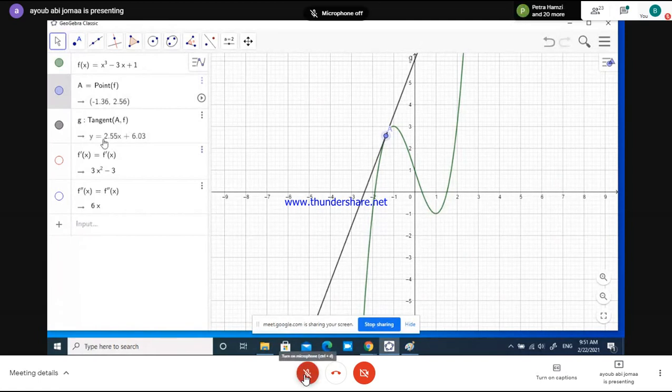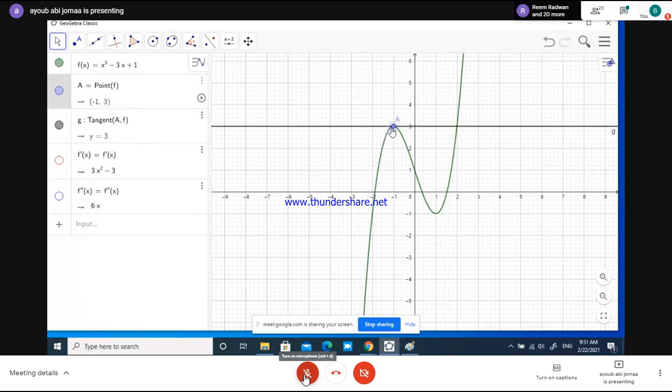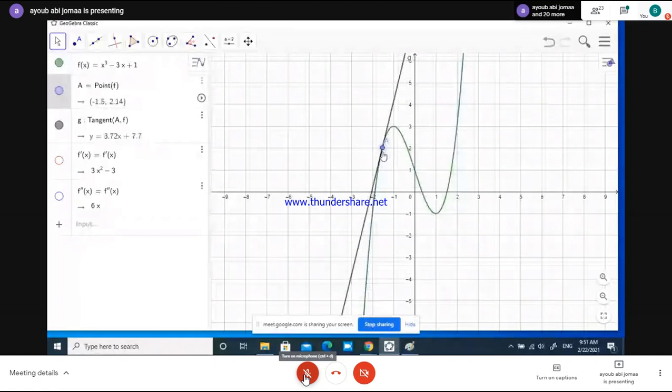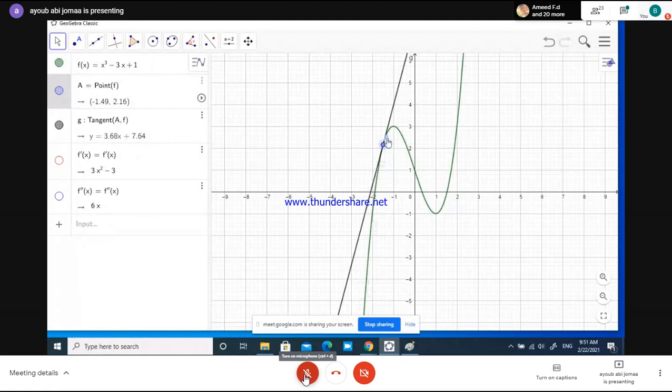The slope here, as you move point A until we reach the maximum, all these values are positive. The slope of the tangent line is always positive. But the slope is the derivative. So the derivative is positive. So in the part where the function is increasing, the slope is positive, or the derivative is positive.